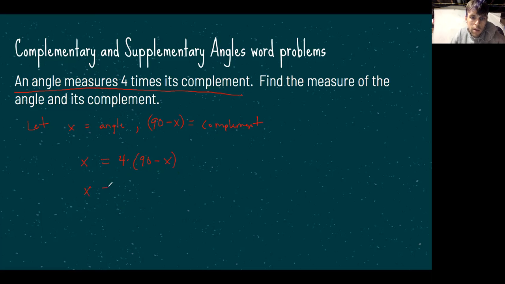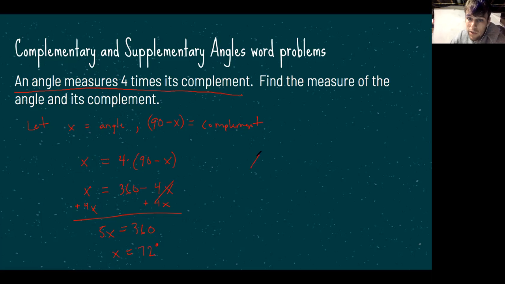So I'm going to put x equals 360 minus 4x. I'm going to go ahead and get all my x's together on the left side, so I'll get rid of them over here. I'll add 4x. And so I end up with 5x equals 360. And go ahead and divide that, 360 divided by 5. And I get 72. So x equals 72 degrees.